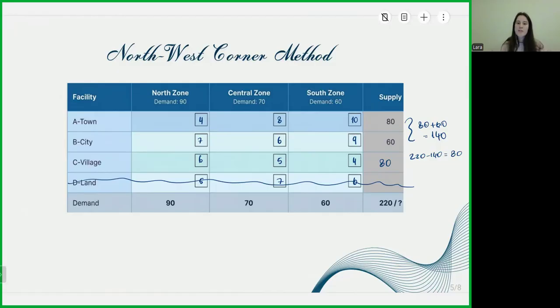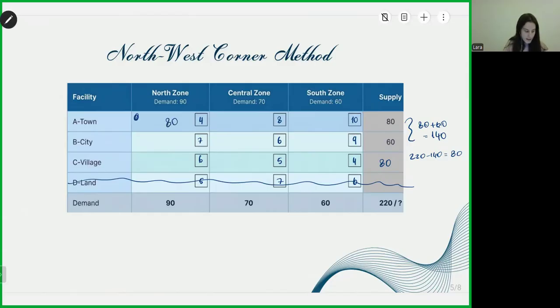Okay, so northwest corner is actually what you hear is what you do. We are going to find the northwestmost corner in the table. For here, it's going to be this corner. And then we are going to look. A demand is 90 and A town can supply only 80. So which one is the smaller number? 80. So we are going to write 80 here.